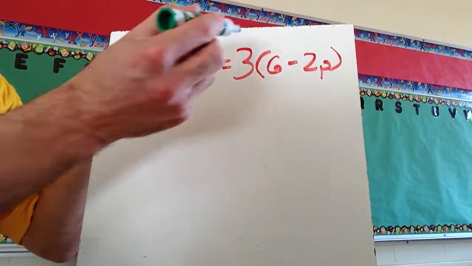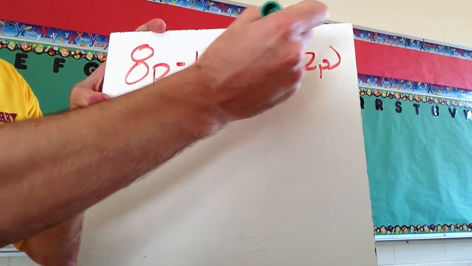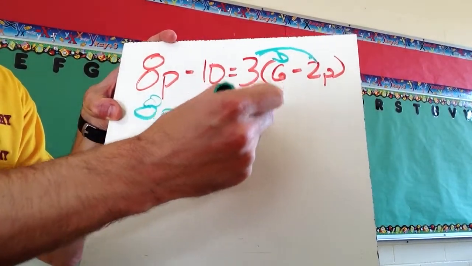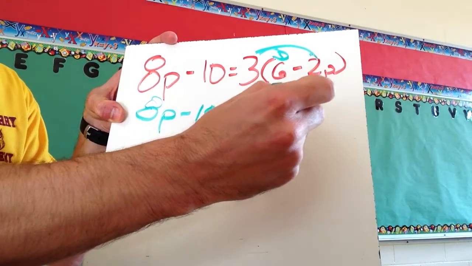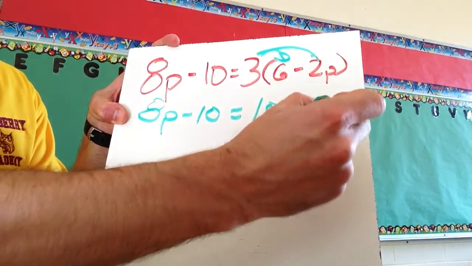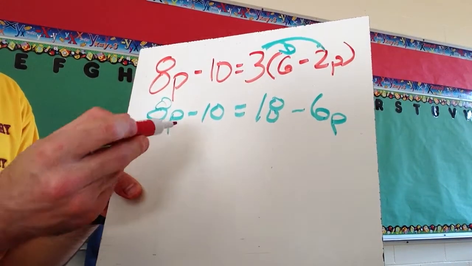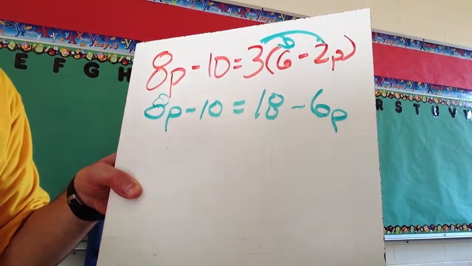So first thing I want to do is distribute. 8p minus 10 equals 18 minus 6p. I would tell you I'm going to put the p on the left side, but again, you wouldn't necessarily have to, and you should come up with the same answer.